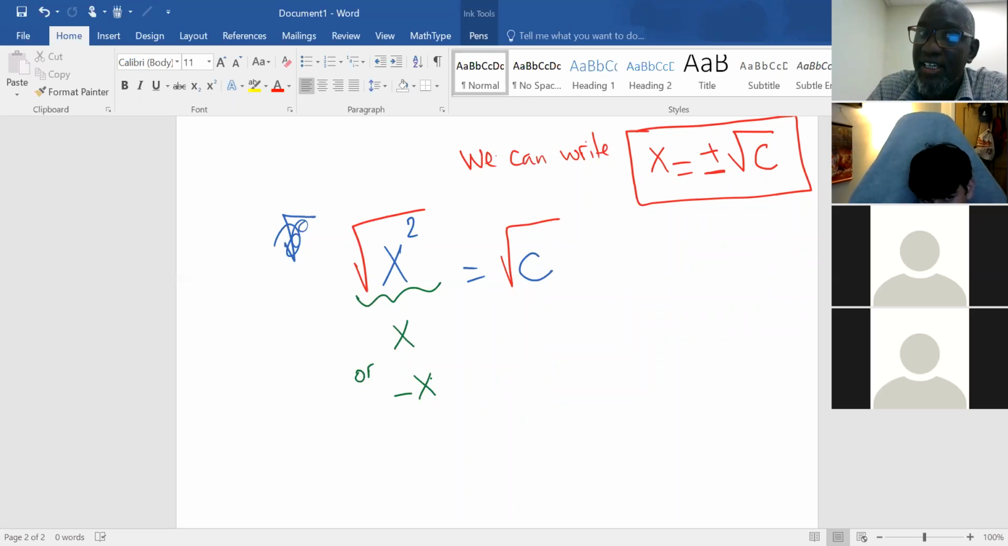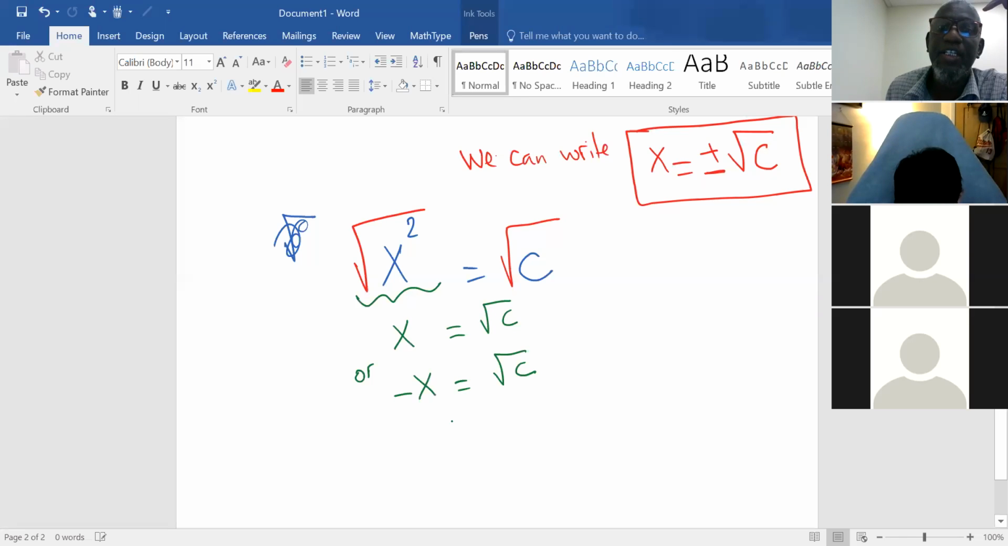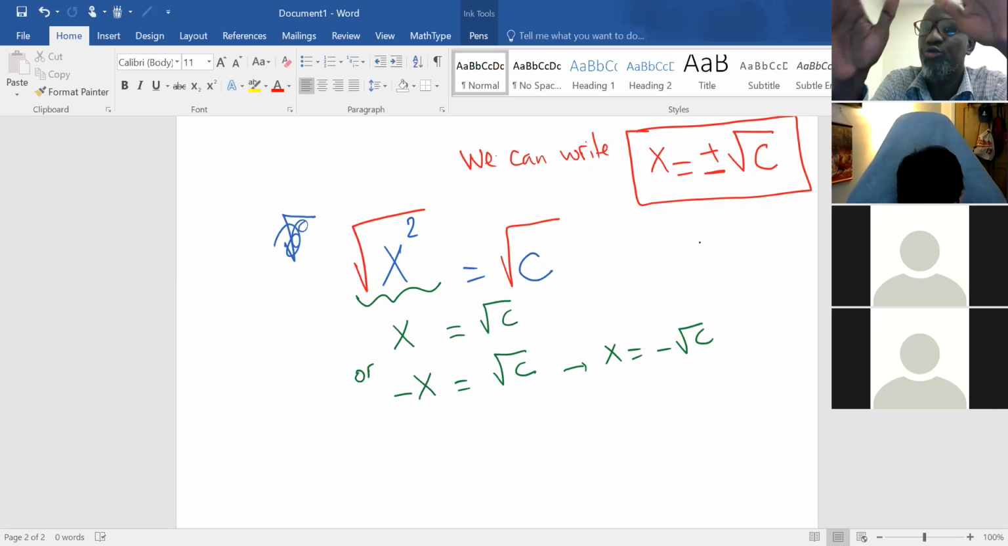That is why in this case, the square root and the square don't actually cancel each other exactly. It depends. When x is negative, they don't cancel each other. That is why it's either x or negative x. That is why you get either x equals square root of c or negative x is square root of c, which means x equals negative root of c. This is where it comes from, right? But we don't have to worry about that. We just remember every time you have x squared equal to a number, you're always going to have two solutions.